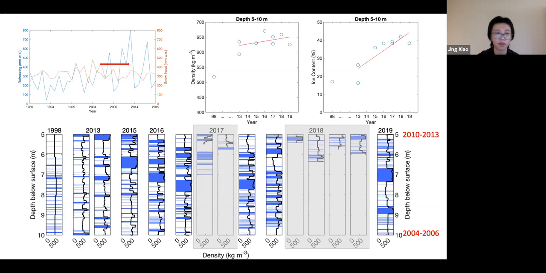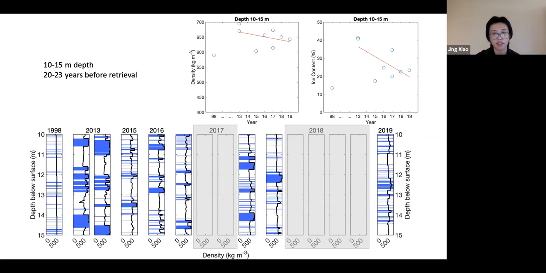And as for those earlier cores, for example, 2013, its top 5 to 10 meter depths were deposited approximately during the late 1990s to the early 2000s, which is actually before the increased peak of the refreezing. Yeah, this shows the moving down of the thick ice layers.